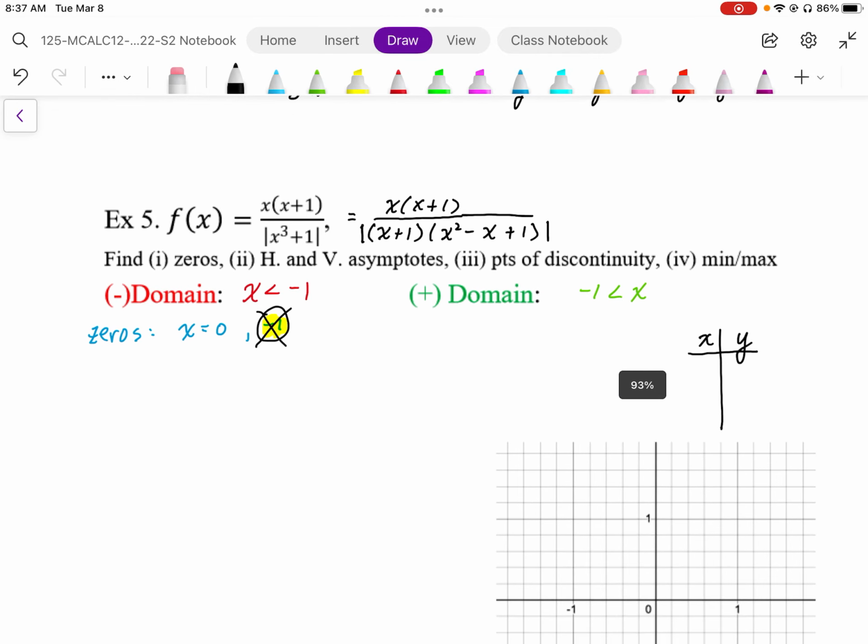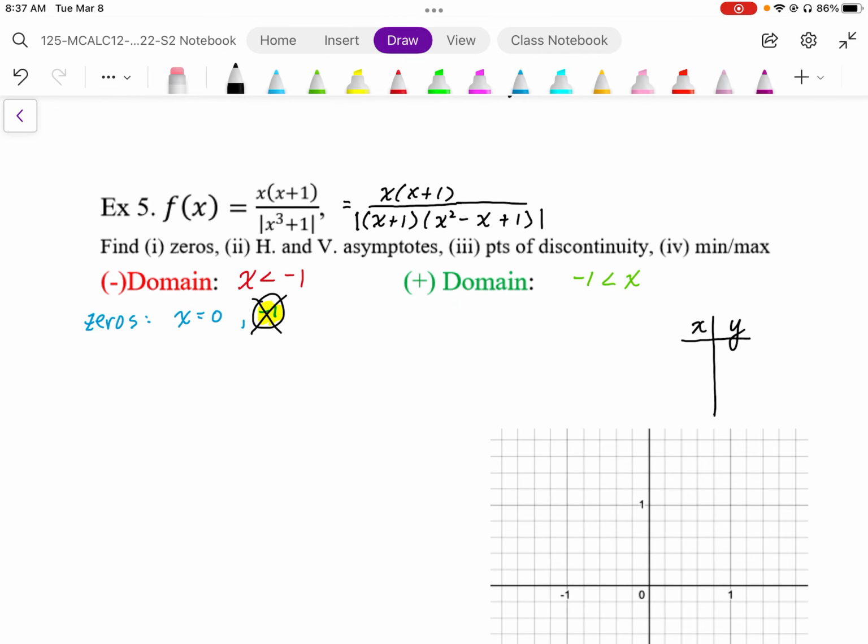So let's write our piecewise function then. Our f of x needs to be written as a piecewise function. And for our piecewise function, we're going to have the positive and negative domains. So I'm going to start off with a negative domain here. And those are going to cancel out here, so I'm not going to include that in part of my function.